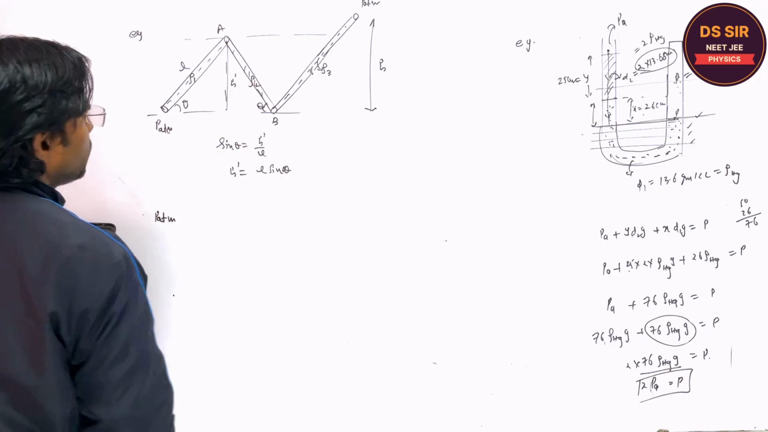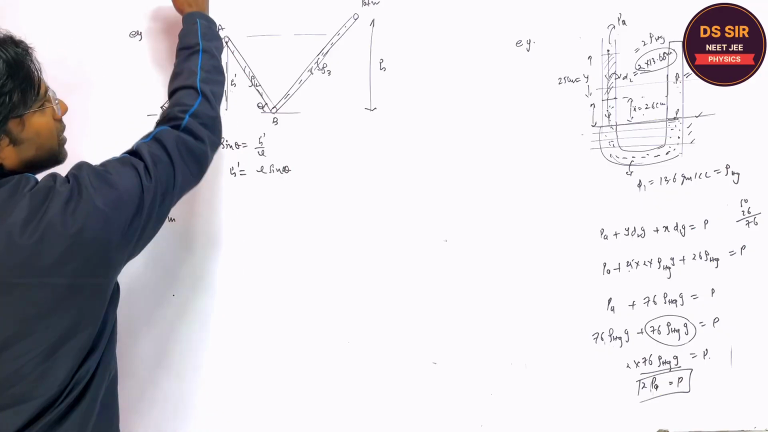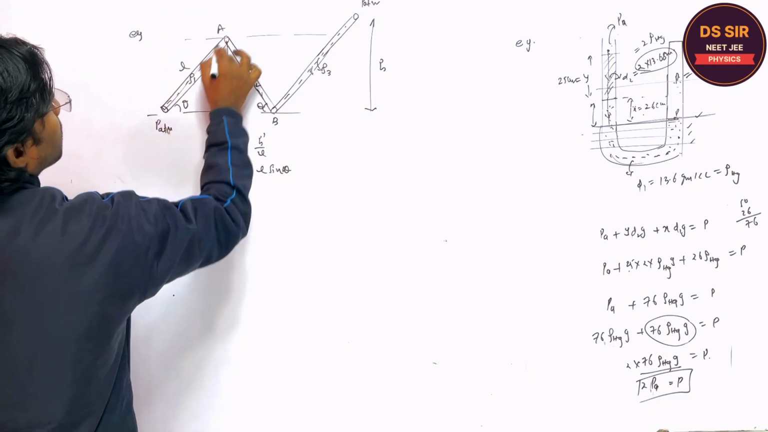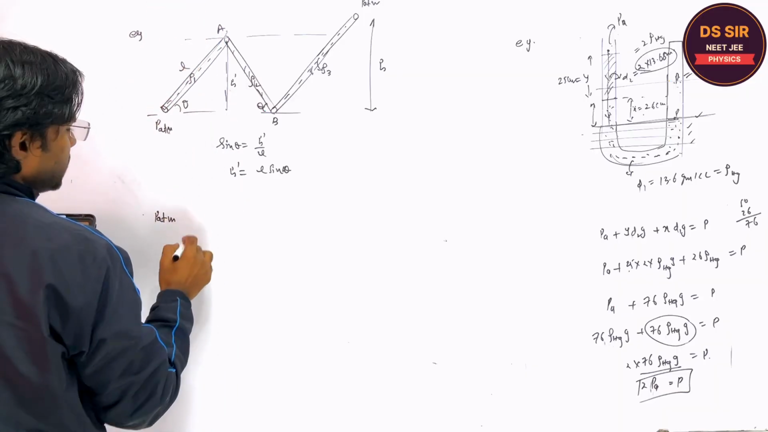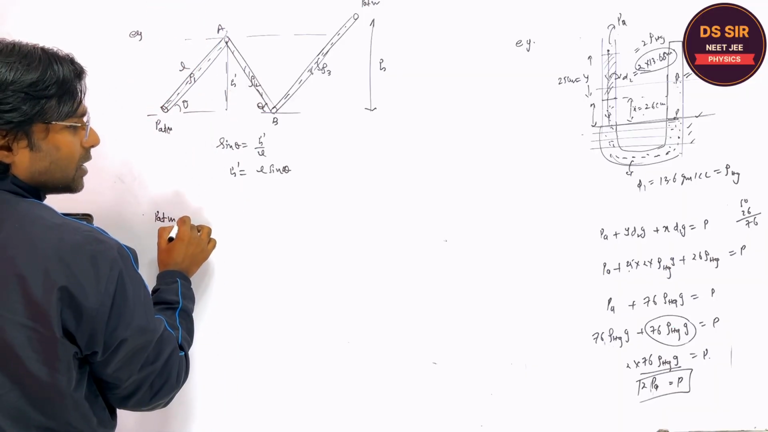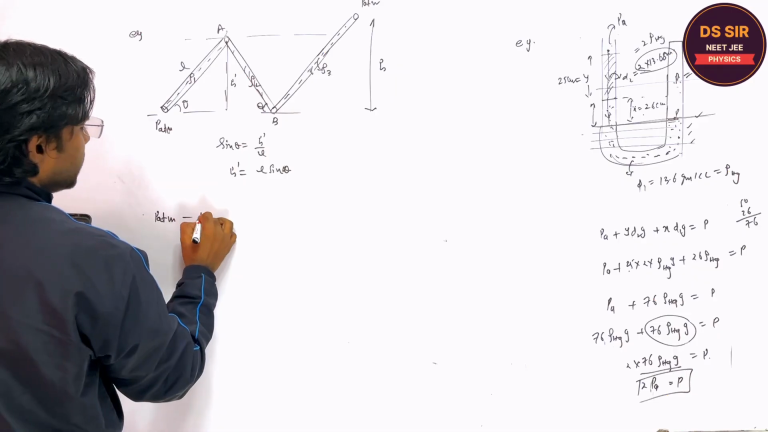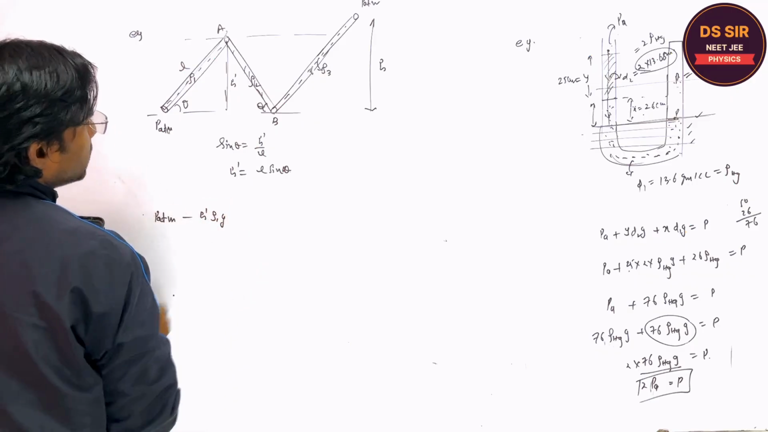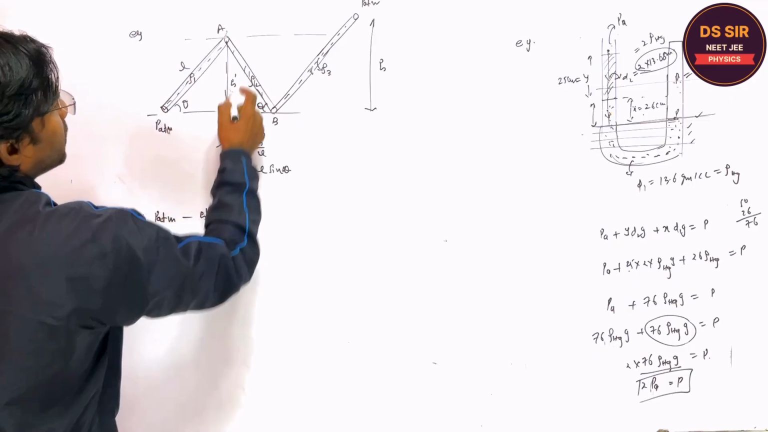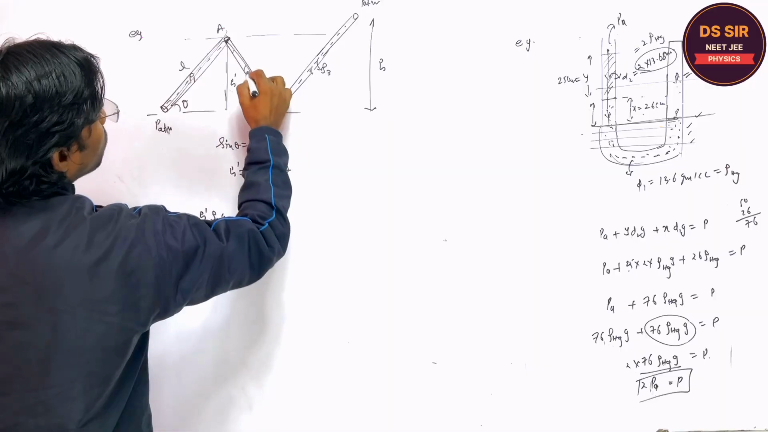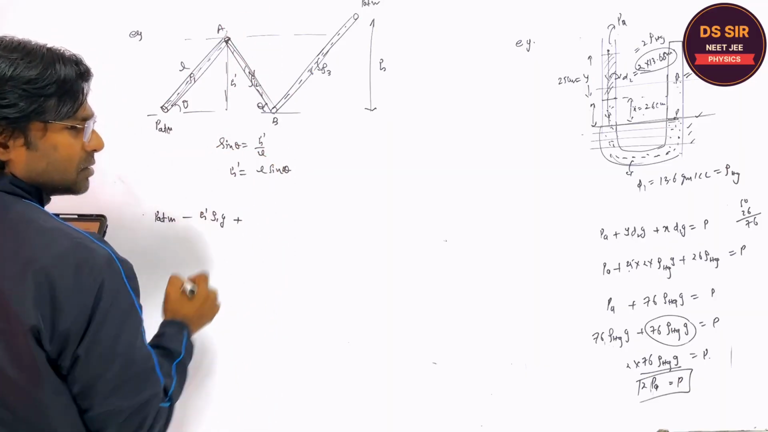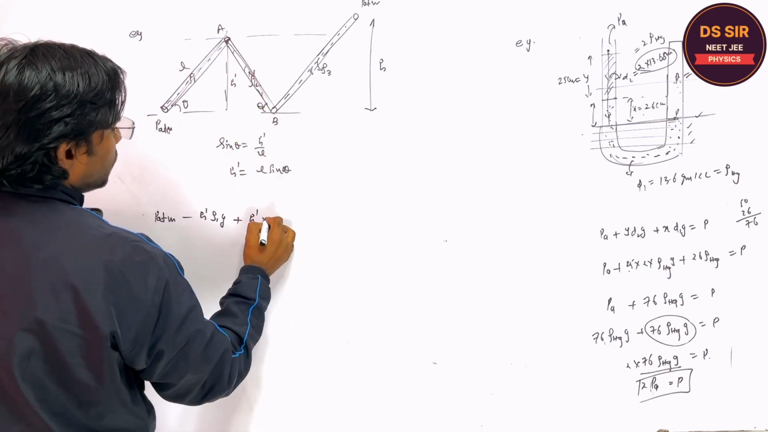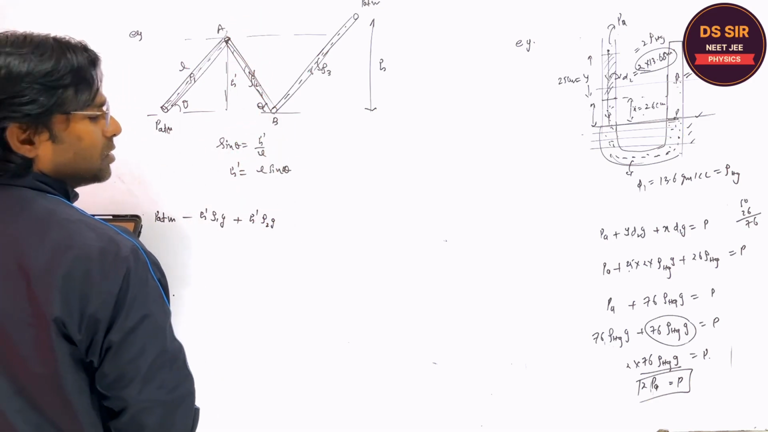Write the manometric pressure equation, P naught. Tell me, plus or minus? You are moving up, plus or minus? Say minus, how much minus? Say h1 rho 1 G. Is it clear or not? Now, come down, plus or minus? Plus. How much? Say h dash rho 2 G. Is it clear or not?